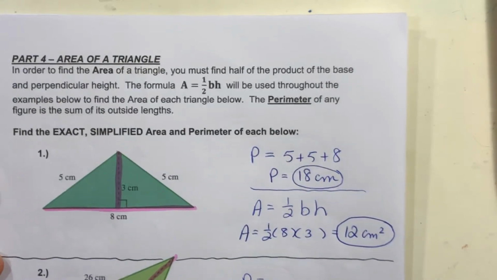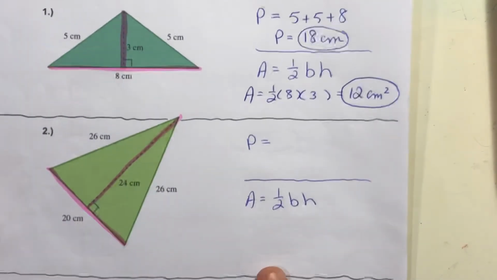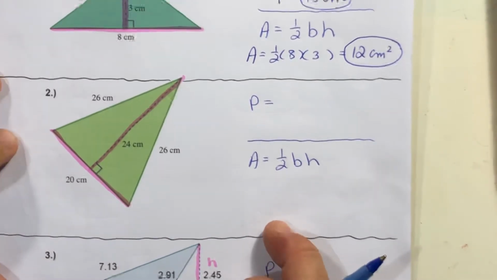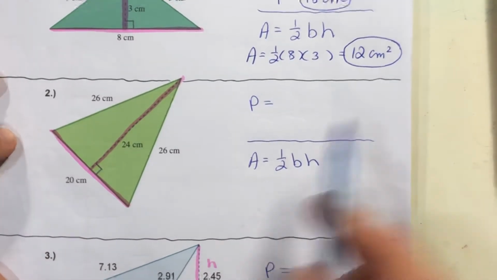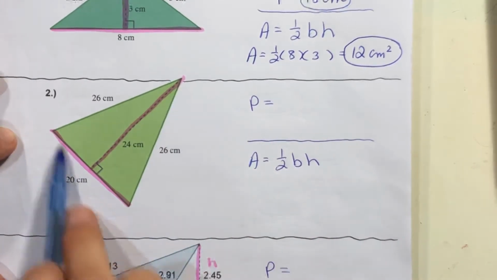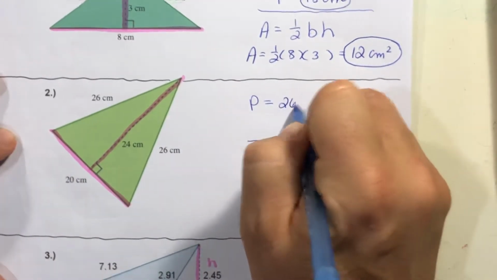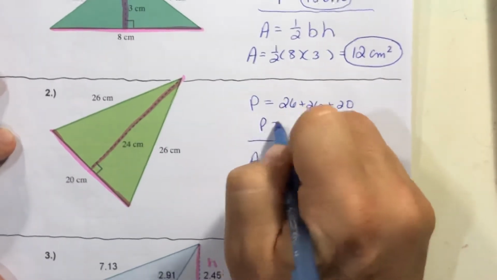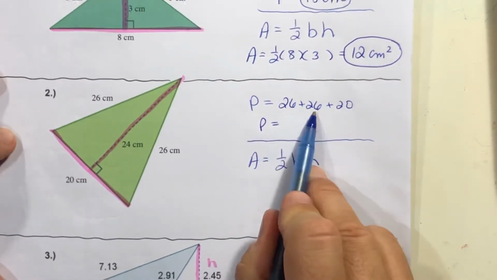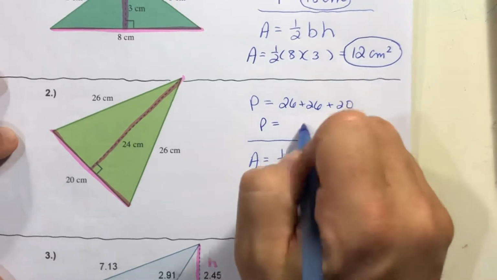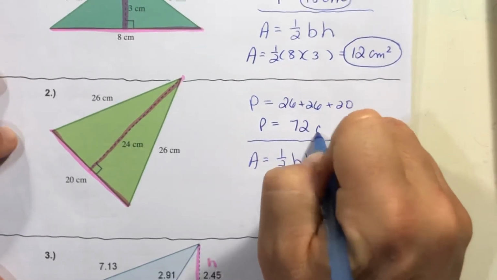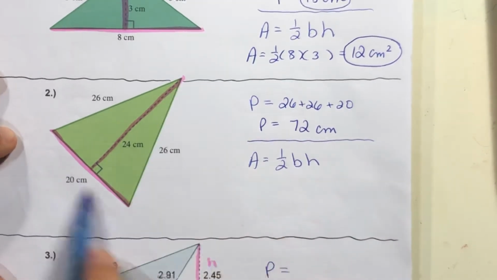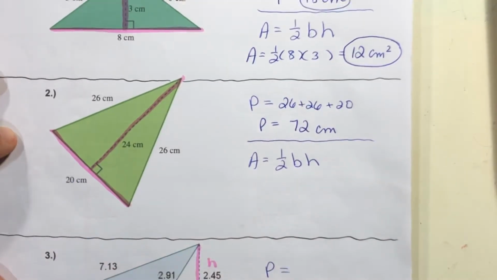Now, let's move on to number 2. I'm just going to fly through these quickly, but remember, you could always pause, take your time, and go back and look at my calculations. Perimeter. Once again, I'm going outside lengths. So I'm going to have 26 plus 26 plus 20. 26 and 26 is 52, plus 20 is 72. I'm going to also include my units. Perimeter is 72 centimeters on the outside, not including the inside length.